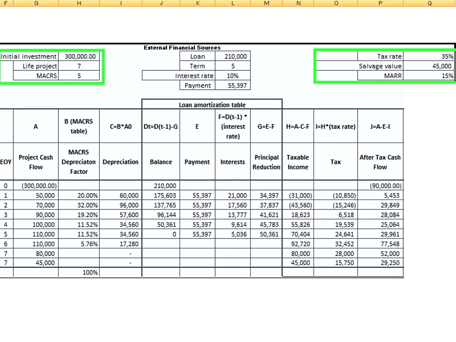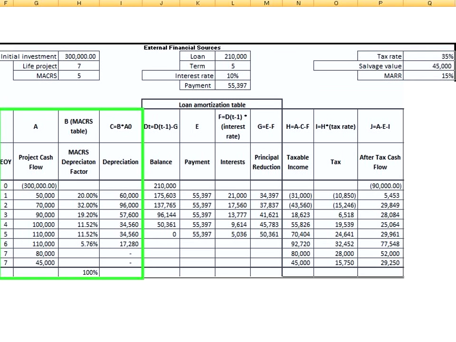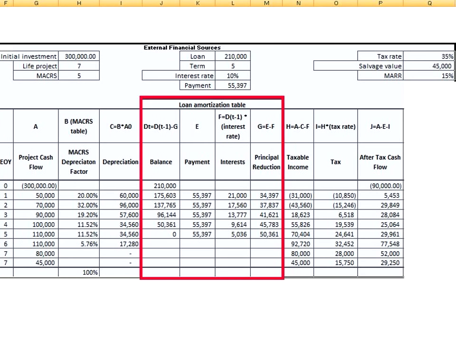So we have the same project with an initial investment of $300,000, life of the project 7 years. The MACRS system allows us to depreciate this in 5 years. Tax rate 35%, salvage value 45,000, and the minimum attractive rate of return desired by the investor is 15%. For the first 3-4 columns, none of the numbers have changed. We are still using the same depreciation, the same cash flows, the same initial investment, and none of that has changed. What we need to include now are 4 columns for the loan amortization table.